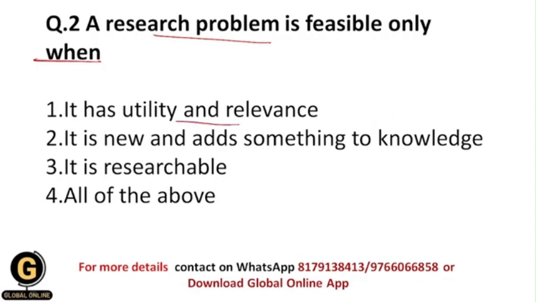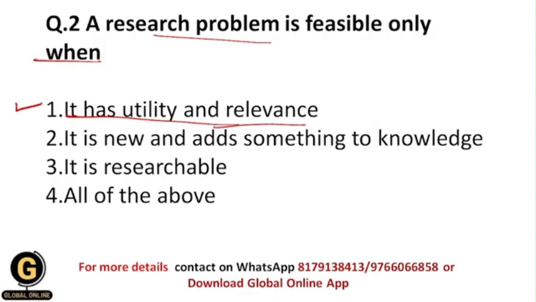It has utility and relevance. It means that a research problem should have utility, that it should be useful for our future generation. Okay, it should have relevance. It means that a research problem should be relevant to the problems within the society. Whatever problems there are within the society, these problems should be our research problem. So a research problem has some kind of relationship with the society, or specifically problems in the society. After that only we can say that the research problem is feasible. So this is one option when we can say that a research problem is feasible.